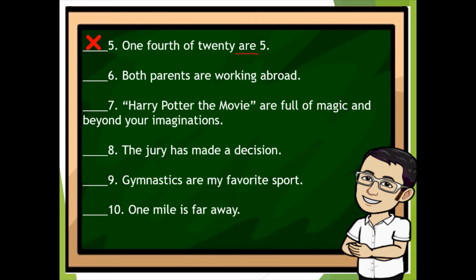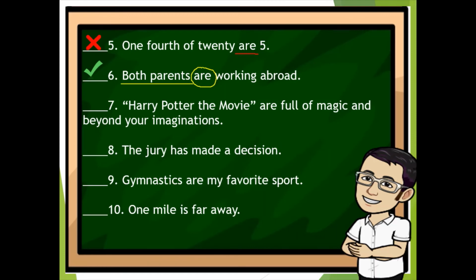Next, number 6. Both parents are working abroad. The correct answer is check mark. There is no error in the sentence. The agreement between the subject and the verb is correct. The subject is both parents. So when the sentence begins with an indefinite pronoun "both," then it must take a plural verb. The plural verb in this sentence is "are."